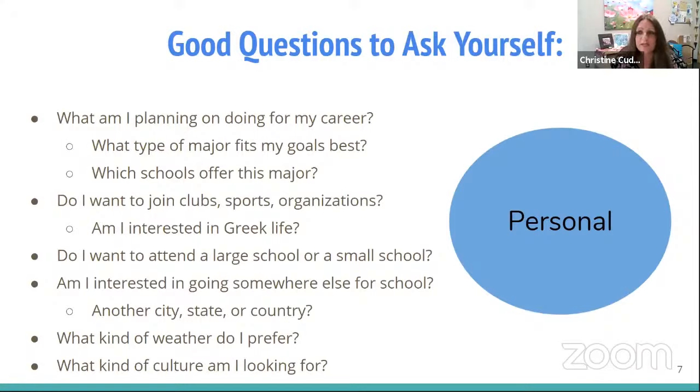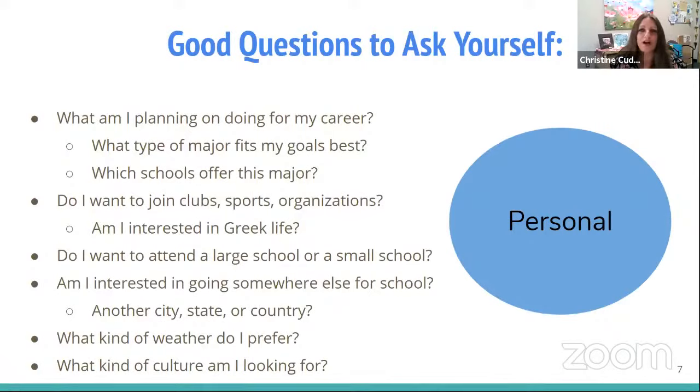Are there certain clubs that you're interested in joining? Are there certain sports teams you're excited to cheer for? Are you interested in Greek life? That can be a big part of some campuses, while at other campuses, they either don't have Greek life or it's not as big a part of the campus. So what is it that's important to you?